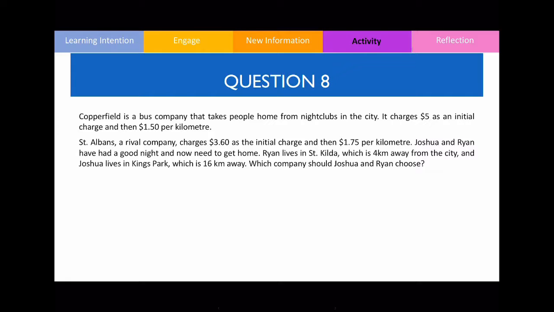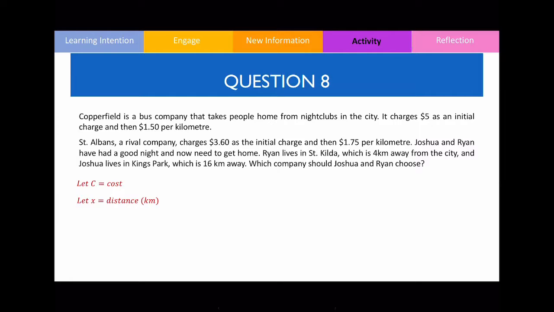In this case, because they're currently in the city, Ryan lives closer to the city, so he lives in St. Albans, which is 4 kilometers away, and Josh lives in Kings Park. So you're trying to find the bus that's more affordable, cheaper for each individual. So in this case, let's do the same thing where we define each variable. C is going to be the cost, and let X be the distance in terms of the mileage that the bus needs to go.